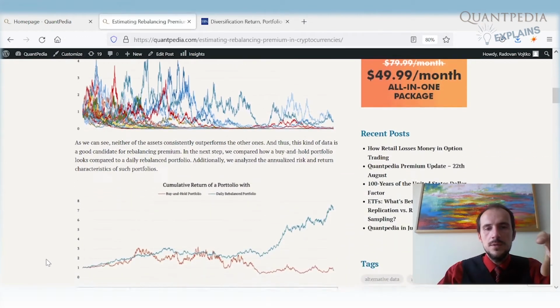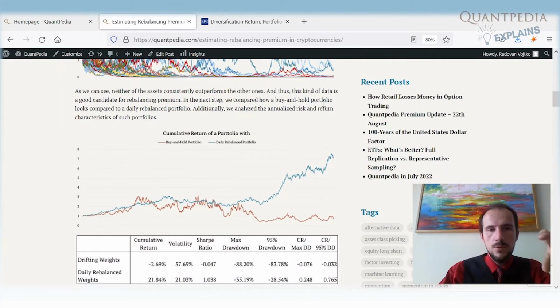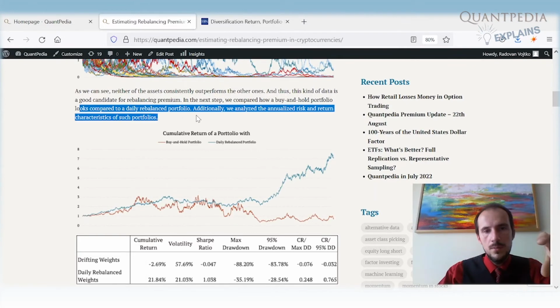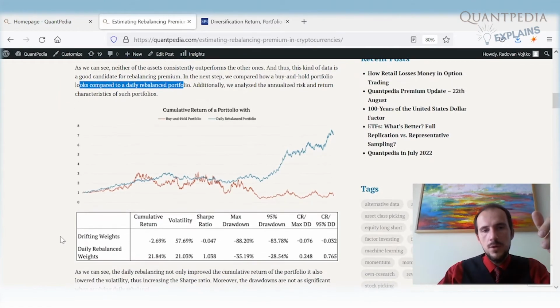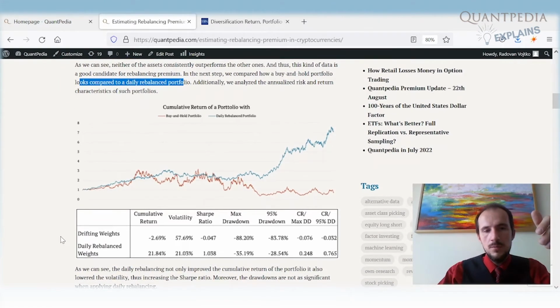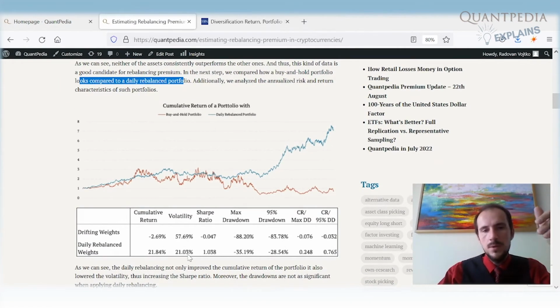So now the next step, we compared how a buy and hold portfolio looks compared to a daily rebalanced portfolio. So what does it mean? We can have a portfolio that buys and holds all of the 40 assets and doesn't rebalance. Then we can have a portfolio that buys all of the 40 assets and rebalances every day to the same weights, so a daily rebalanced portfolio. As you can see, the daily rebalanced portfolio has a significantly higher performance with higher volatility, but it's profitable with a small drawdown and a nice Sharpe ratio.